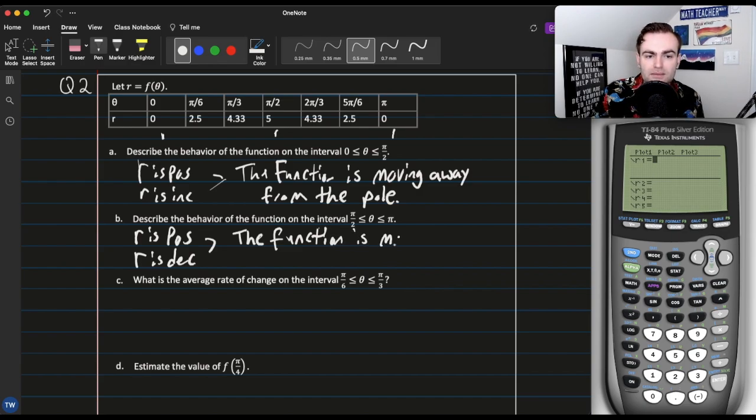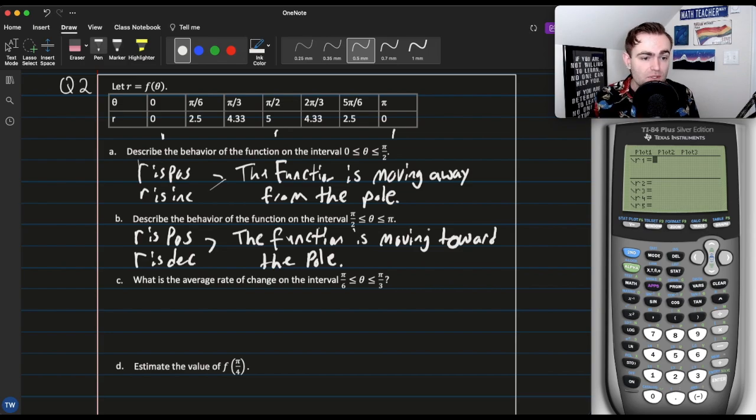is moving toward the pole. Not bad, right? Relatively simple so far.